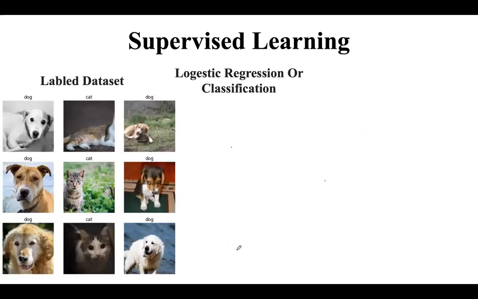But in machine learning, we also have classification. Linear regression was just one model of supervised learning. We also have logistic regression, or classification. Both terms are the same. Now imagine on the left side of the picture, we have a labeled data set. We know that the first image is a dog, the second one is a cat, the third one is a dog, and so on. Now just imagine we have 1 million of these images.